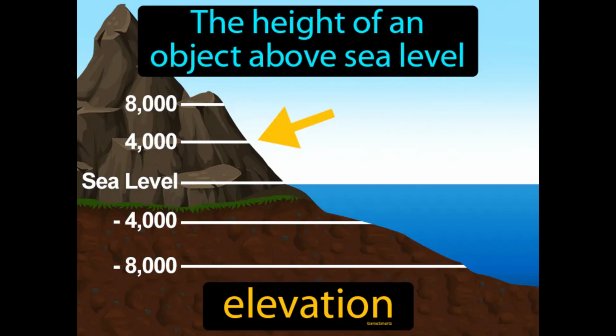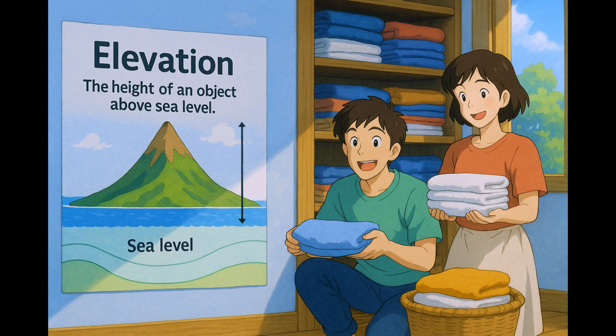The height of an object above sea level. Elevation. Elevation is the height or altitude of a place or object measured from sea level. Imagine trying to measure how high you are in a crowded elevator when all you see are floors passing by.